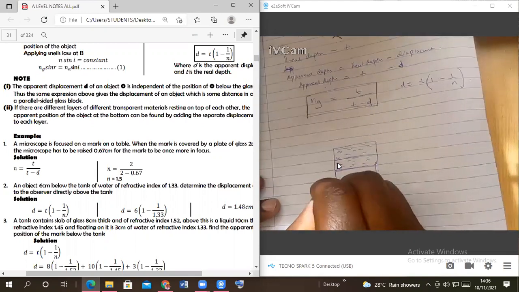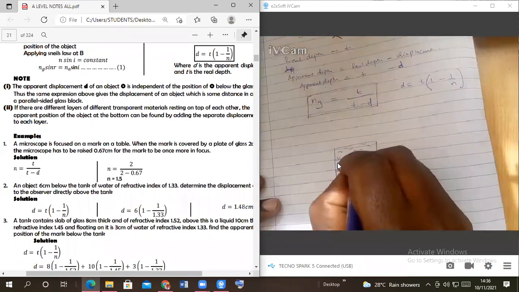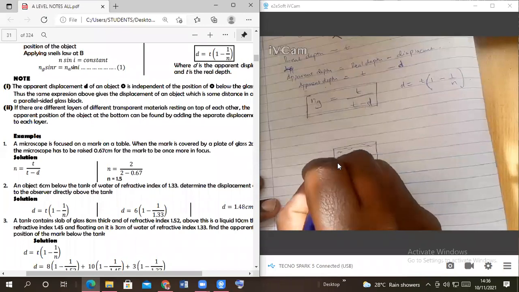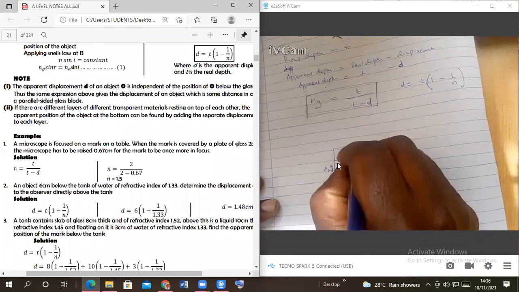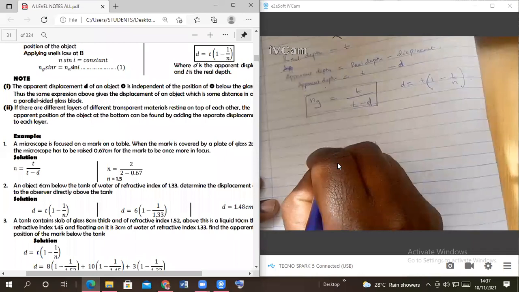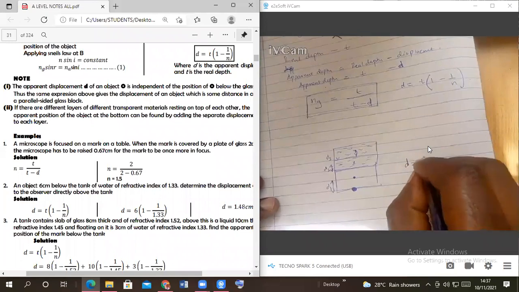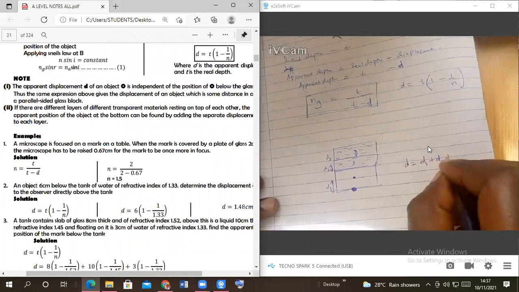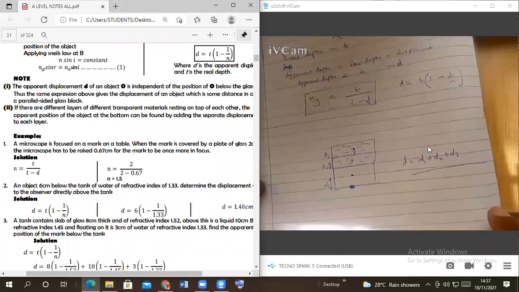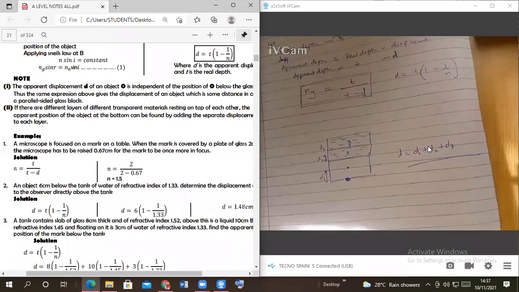So you have a displacement here, D1. Here you have another displacement, D2, and here you have another displacement, D3. So to determine the total displacement, you have to get the sum of those three displacements, and you get the total apparent displacement of that object.